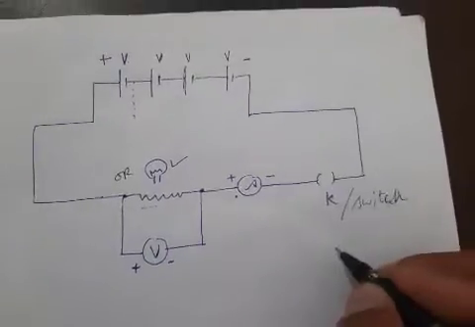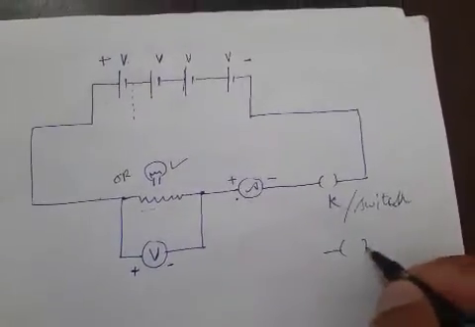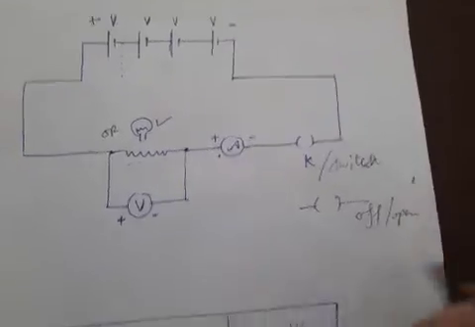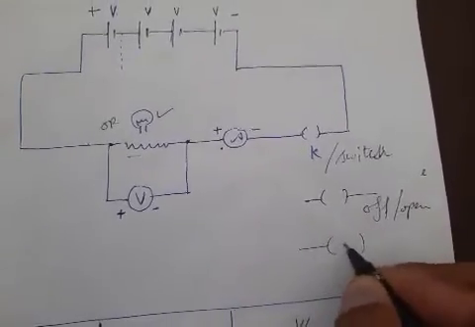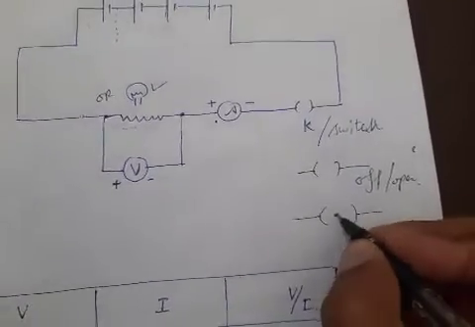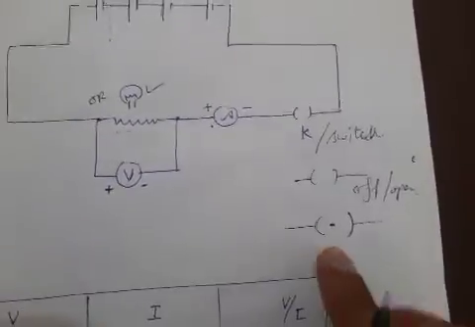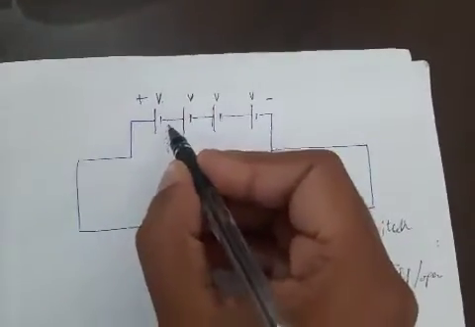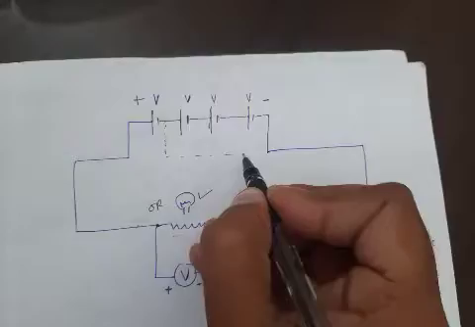Now it is in on. Now it is in off or open. And to represent a closed switch or on switch, we put a dot. This represents a closed switch. Now consider only a single cell is connected.